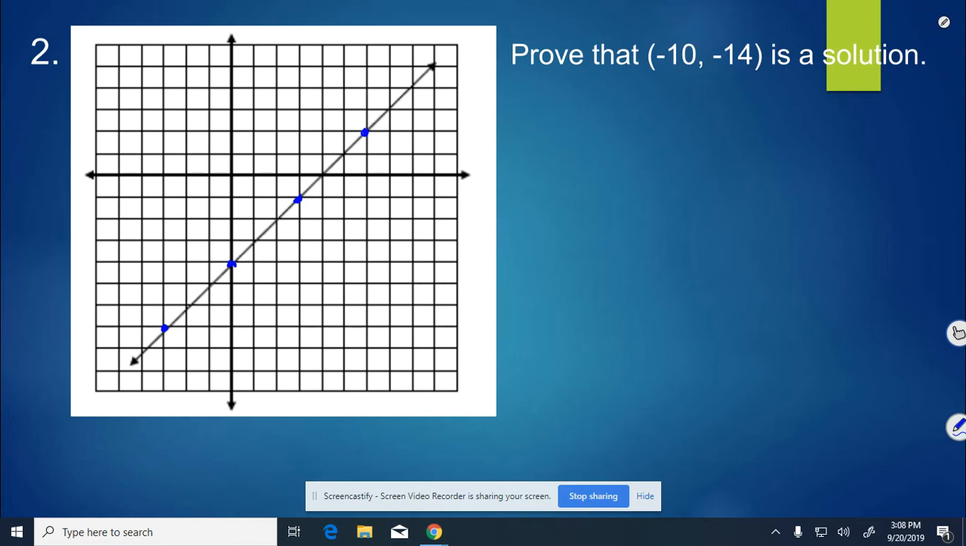So if we were to go rise over run, up and over between 2 points, here this would be 1, 2, 3, 4, 5, 6.